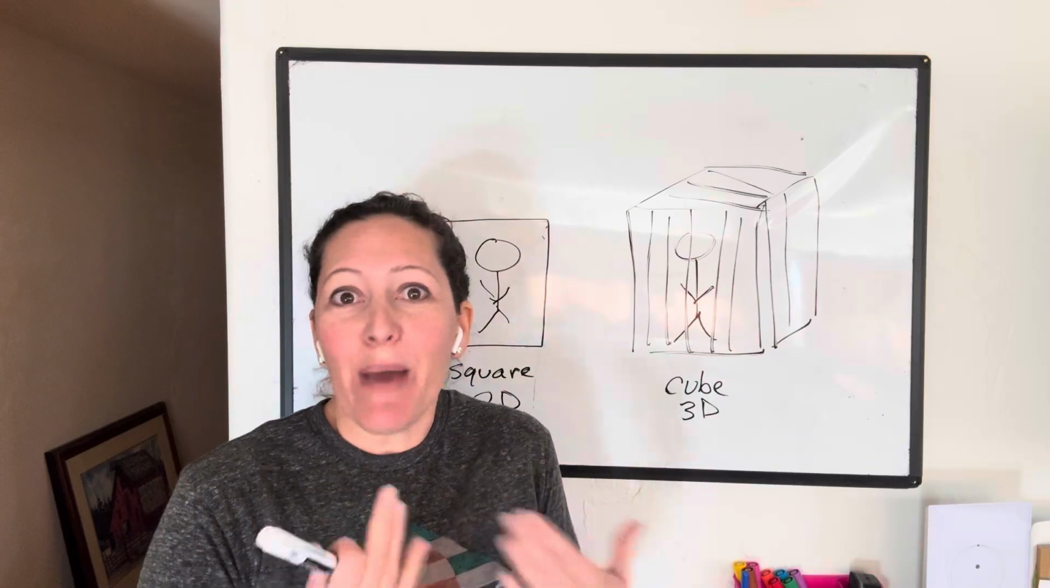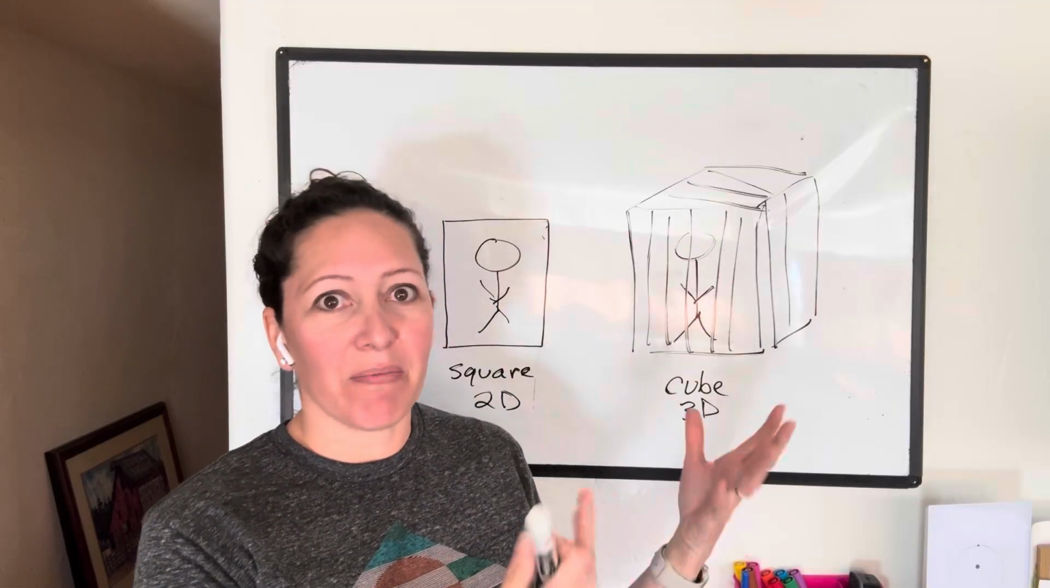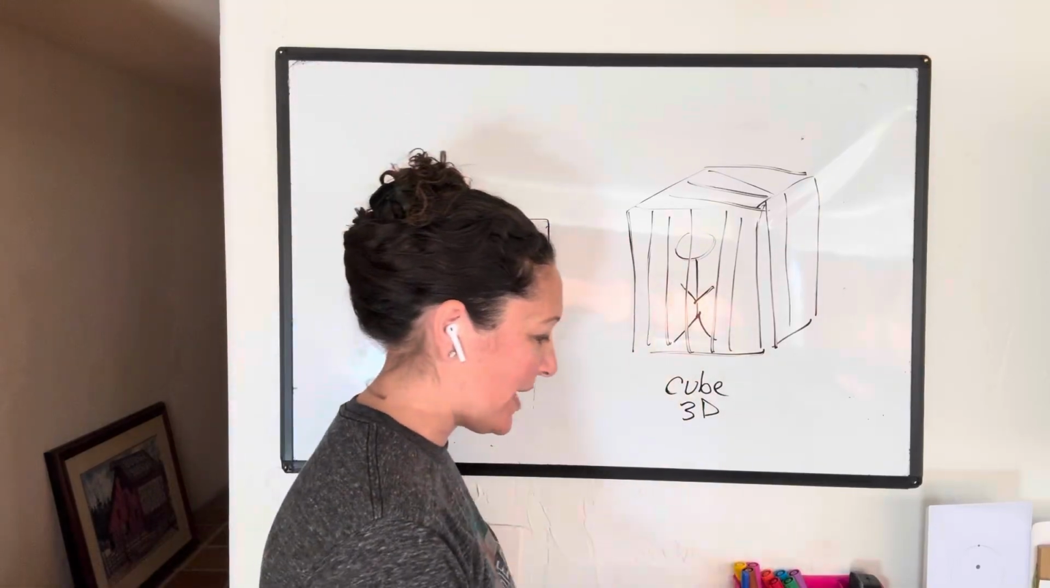I don't know how to do that. I can't move through time. But to a fourth dimensional being, that time is flexible. They can do that. We can't do that, but they can do that.